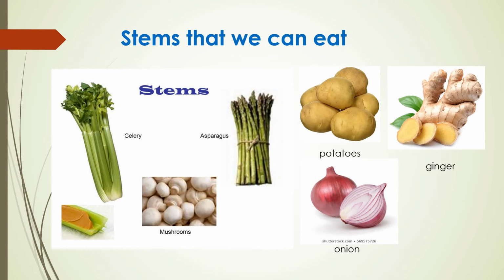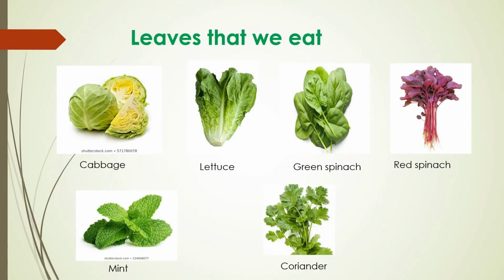So these are some of the examples of stems of plant that we can eat. Now leaves. We can eat leaves of many plants also. For example, cabbage. Cabbage is a leaf. Lettuce. Lettuce is also leaf. Green spinach. Please remember the famous cartoon, Popeye the Sailor. He eats green spinach to get energy. And it is very true.